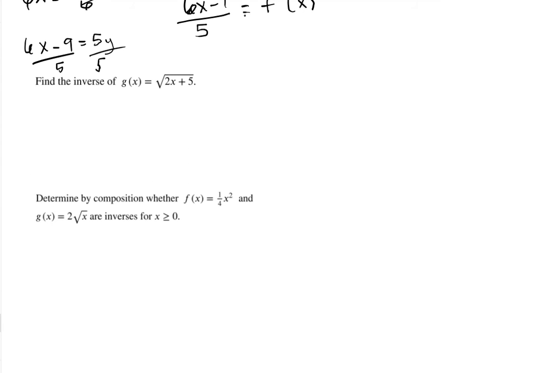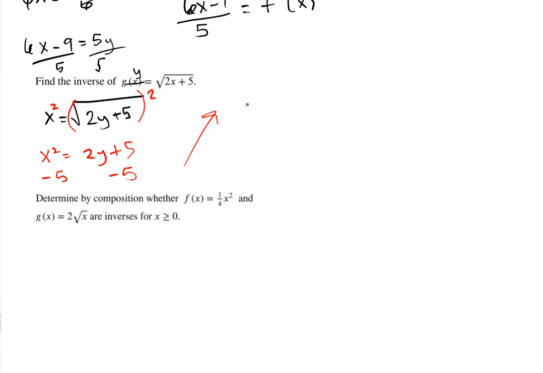Same sort of thing with this next one. So this is just y, so I'm going to swap them. So it says x equals the square root of 2y plus 5. I'm going to start by squaring both sides. So I have x squared equals 2y plus 5. And I'm going to subtract 5. So I have x squared minus 5 equals 2y. And then I just need to divide by 2. So I have x squared minus 5 divided by 2 equals y, or function notation right here.